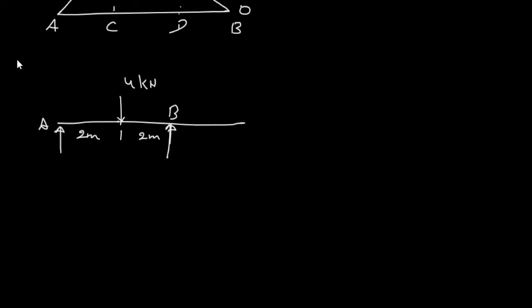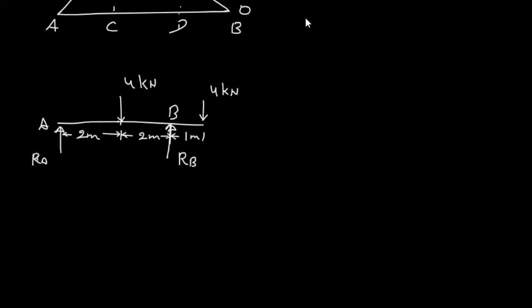So here, at 1 meter, we will reduce this length, and we'll say that at 1 meter there is a vertical load. Now this vertical load is 4 kilonewton. So here it is RA, here it is RB, this is 2 meter, this is 2 meter, and this is 1 meter. Okay. So again I have to find out reaction at A and B first.